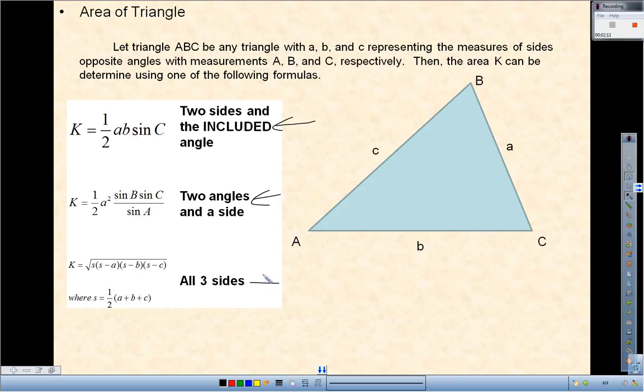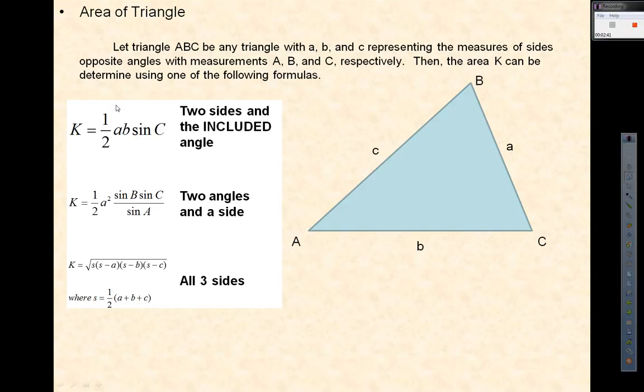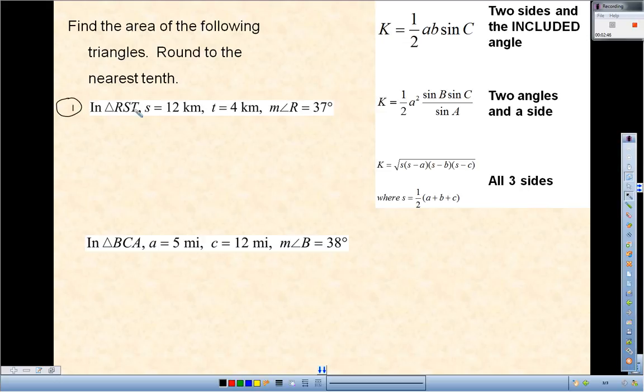Finally, if you're given all three sides, you're going to use something called Heron's formula, which is the square root of s times (s minus a)(s minus b)(s minus c). Now, a, b, and c obviously are your sides. Where s comes into play is, s is what we call the semi-perimeter, and how you find the semi-perimeter is you add up all three sides and divide it by 2. So depending on what situation you have, dictates what formula you use. Now, on the next slide, I'm going to have all the formulas, and we're going to determine which formula to use for what.